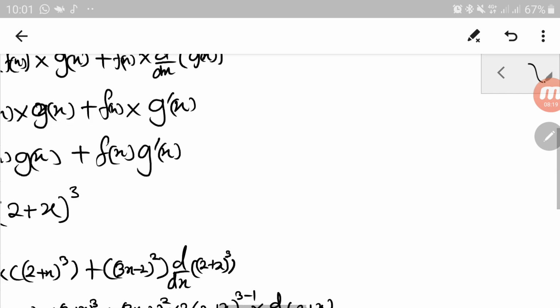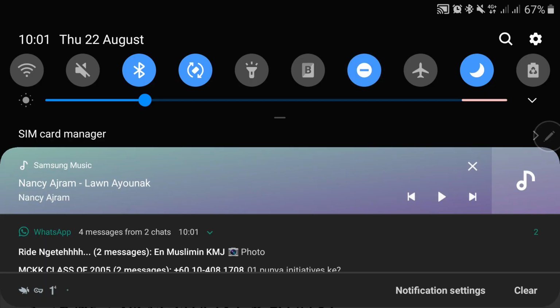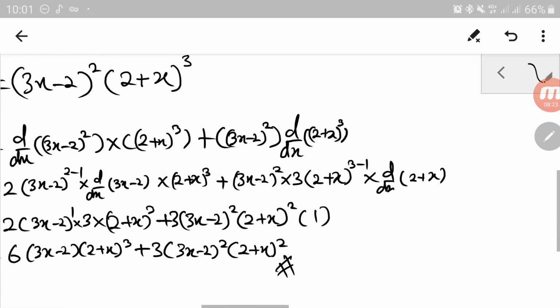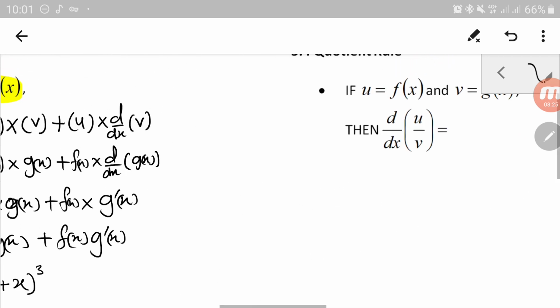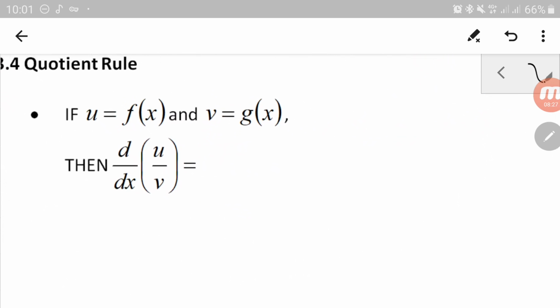Okay, I think I forgot to turn on the notification. Yes, good. Okay, now so this is the answer. Okay, let's move on to the quotient rule.